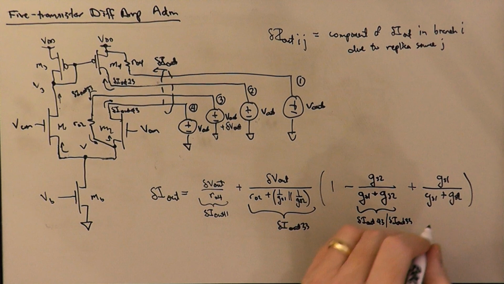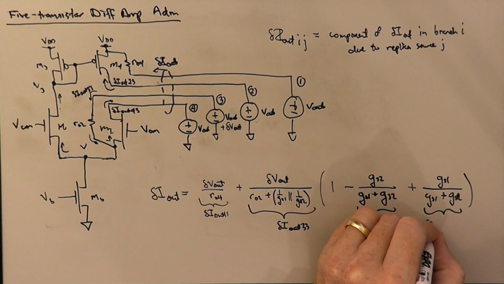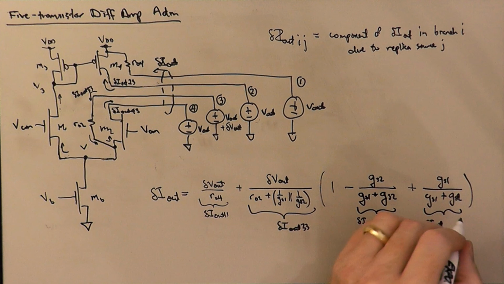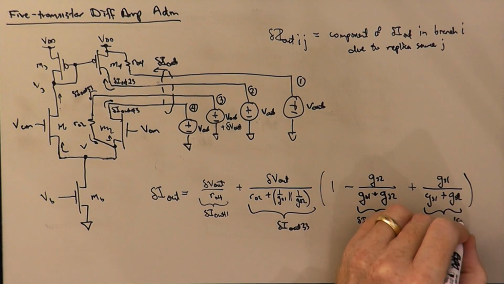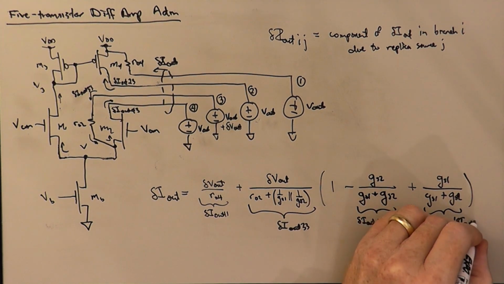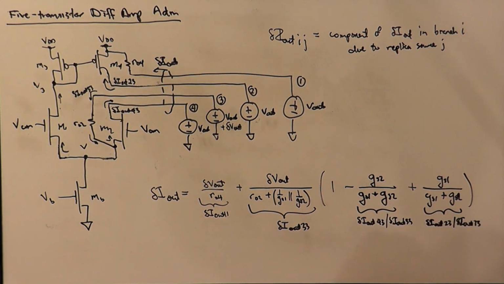And this is delta I out 2,3 over delta I out 3,3. So this 1 here represents just the delta I out 3,3 term. When we multiply this through, distributing it through the parentheses, this times 1 gives us the delta I out 3,3. This times this current divider ratio gives us the delta I out 4,3. And this times this one gives us the delta I out 2,3. Okay, so that's how this works.